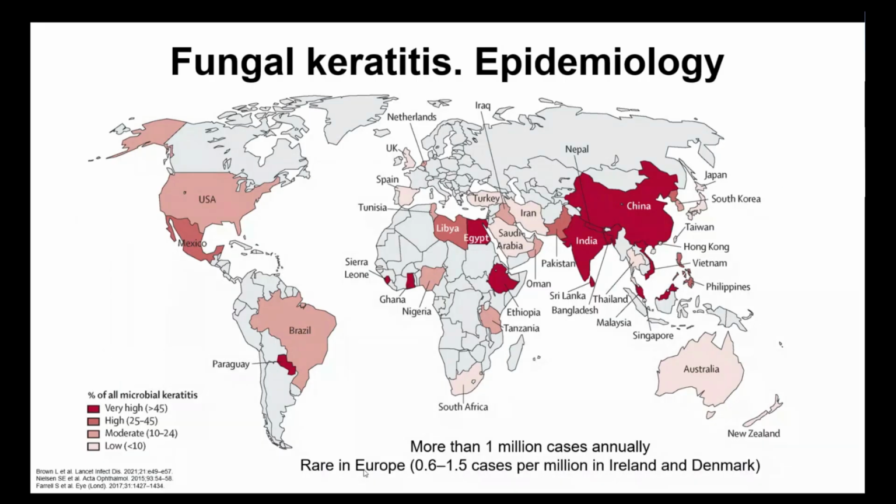Fungal keratitis is one of the major causes of corneal blindness globally. More than 1 million cases of fungal keratitis occur annually, with the highest rates in Asia and Africa, where in tropical and subtropical regions, fungi may be accounted up to half of infectious keratitis cases. In Europe, fungal keratitis is relatively rare, with reported annual incidences ranging from 0.6 to 1.5 cases per million population in countries such as Ireland and Denmark.